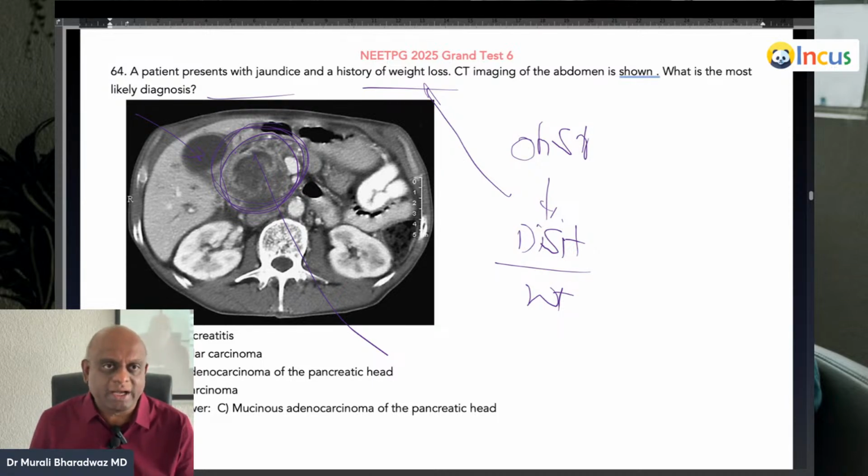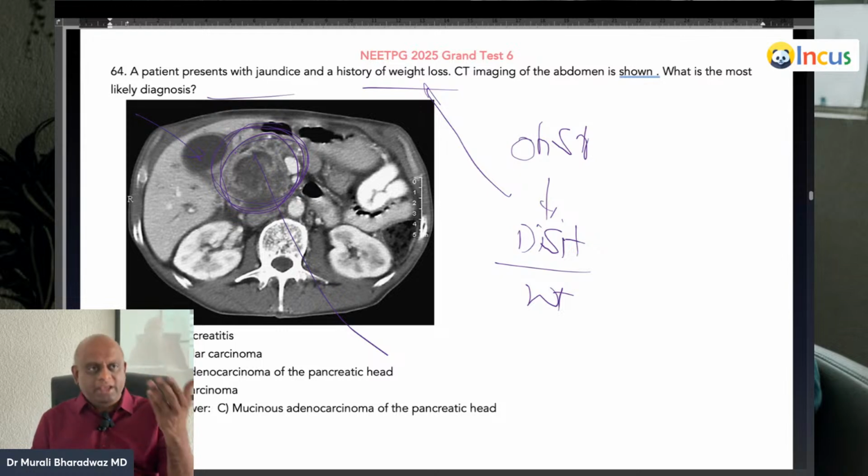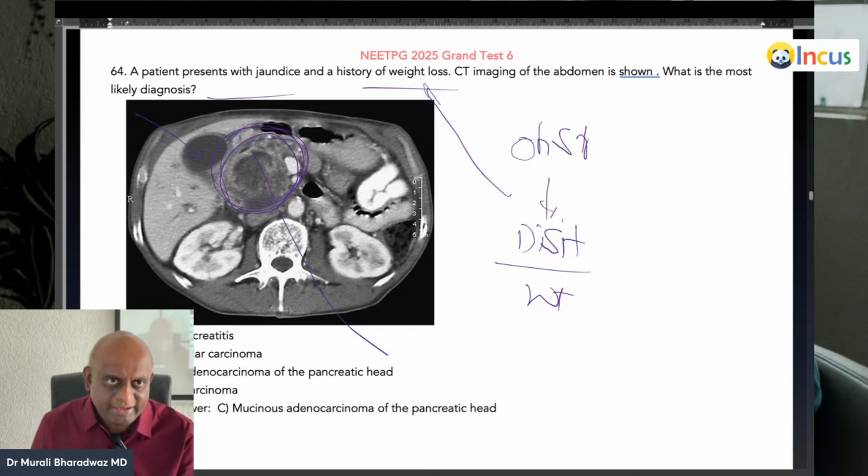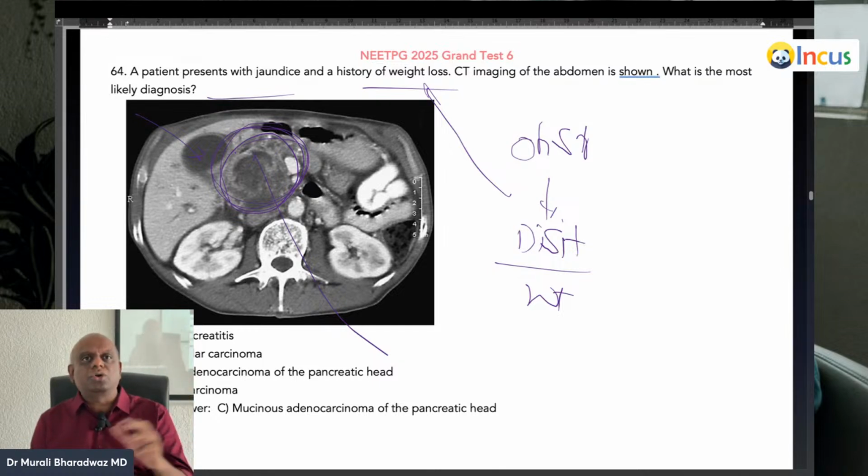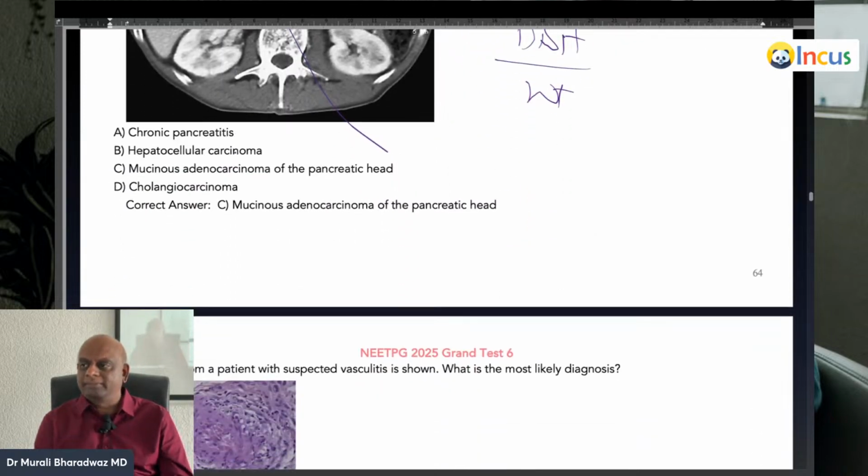So what is Courvoisier's law? If it is due to malignancy, the gallbladder will be distended in a case of obstructive jaundice. If it is due to chronic cholecystitis and a biliary duct stone, then there is shriveling of the gallbladder. So the gallbladder is not distended if it is not due to malignancy, which is Courvoisier's law.